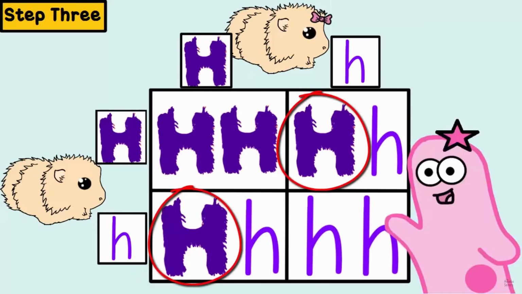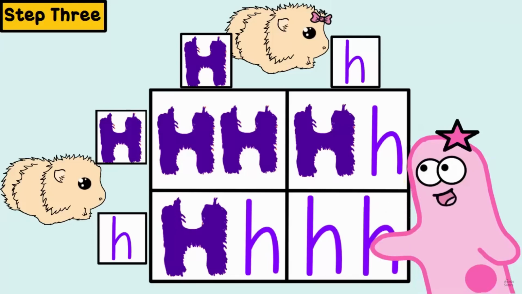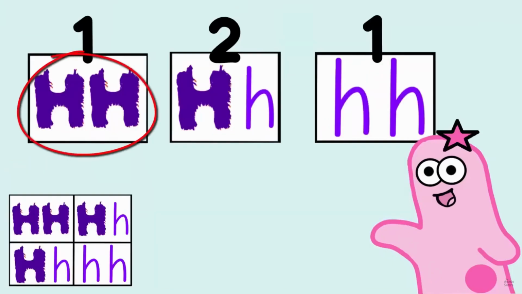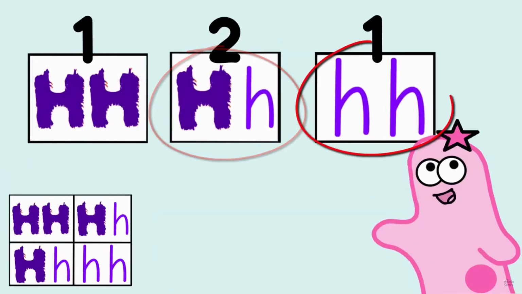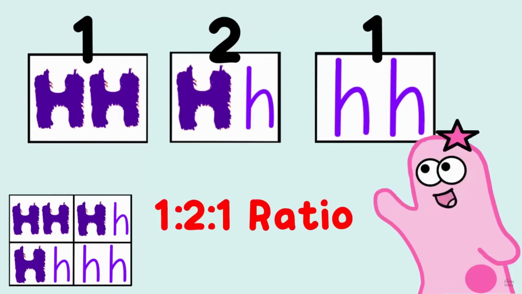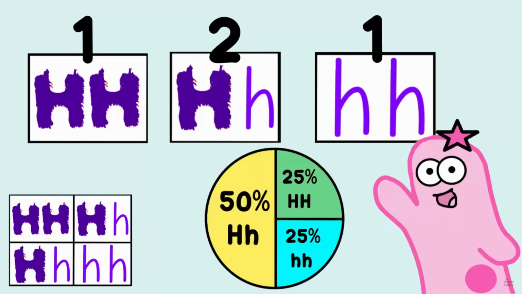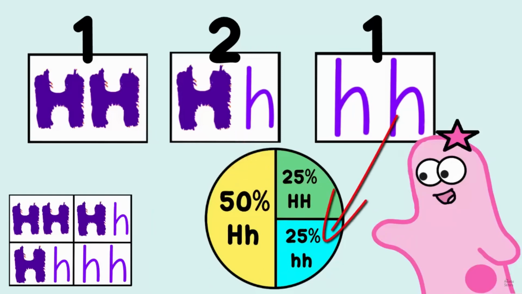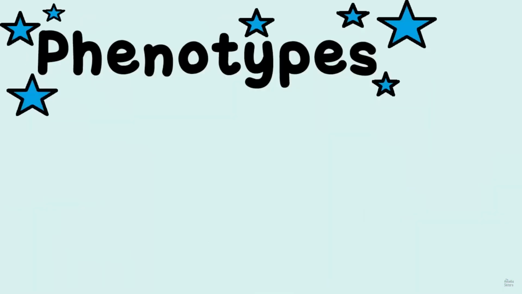The results that you get in the squares would be the offspring, the babies. Now, if I were to ask you the genotypes of the babies, you could list them out: 1 big H, big H, 2 big H, little h, and 1 little h, little h. I could even turn that into a genotype ratio of 1 homozygous dominant to 2 heterozygous to 1 homozygous recessive. Or a percentage. 25% are homozygous dominant, 50% are heterozygous, and 25% are homozygous recessive.